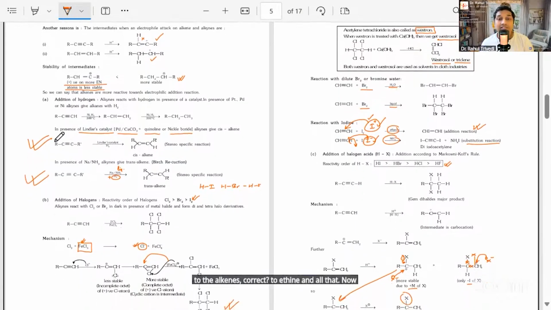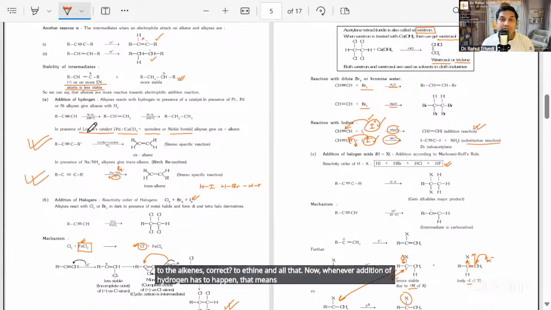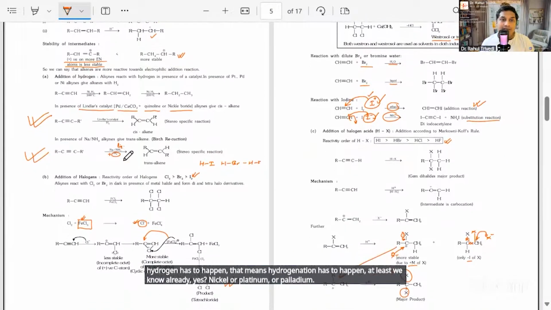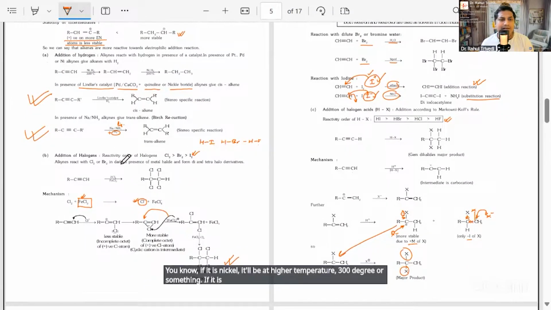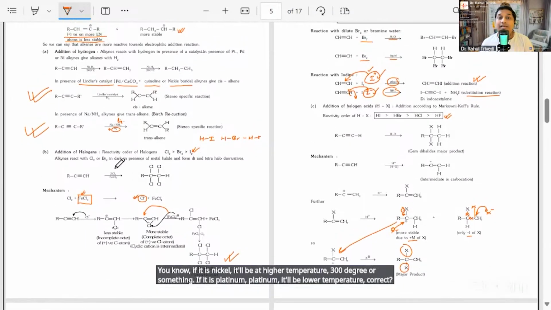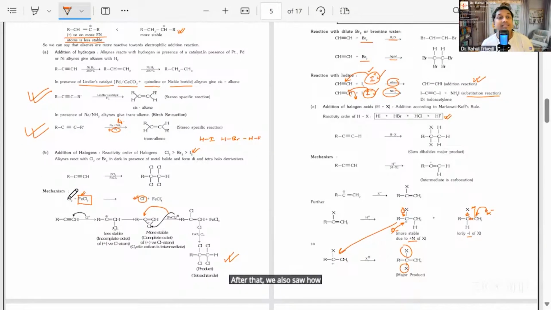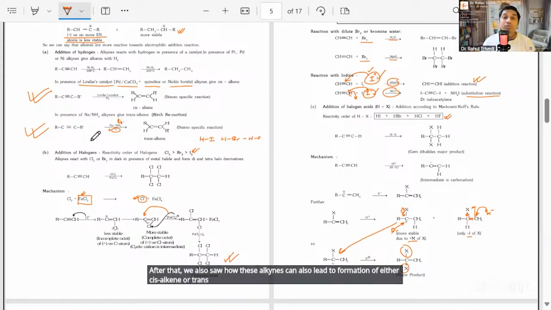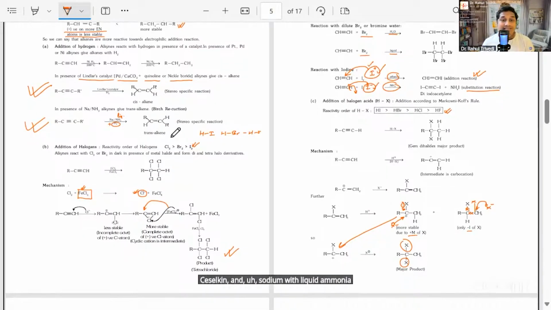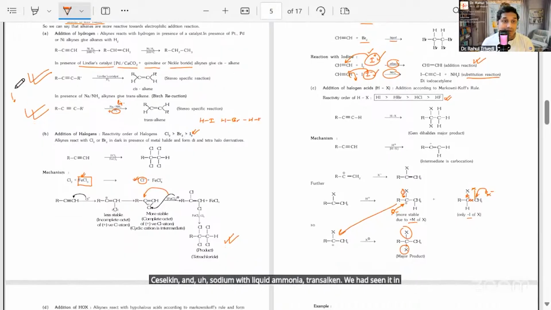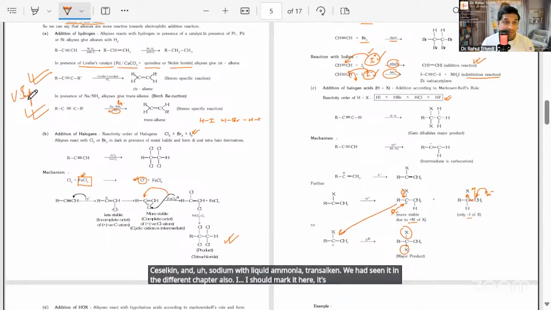Now whenever addition of hydrogen has to happen, that means hydrogenation has to happen. Catalyst we know already. Yes, nickel or platinum or palladium. If it is nickel, it will be at higher temperature, 300 degree or something. If it is platinum, it will be lower temperature, correct? After that, we also saw how these alkynes can lead to formation of either cis alkene or trans alkene based on what is the catalyst. Lindlar's catalyst or nickel boride, cis alkene, and sodium with liquid ammonia, trans alkene. We had seen it in the different chapter. Also, I should mark it here. It's very important, guys. Last chapter also we have seen.